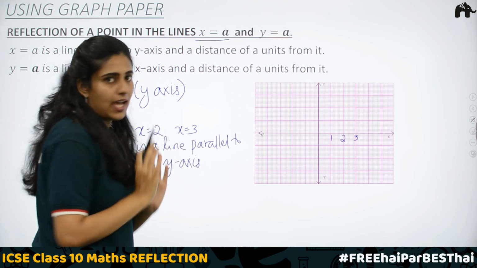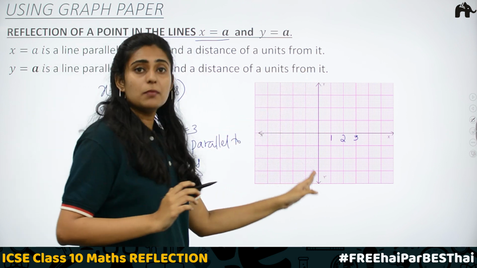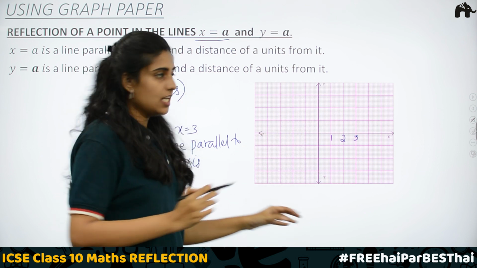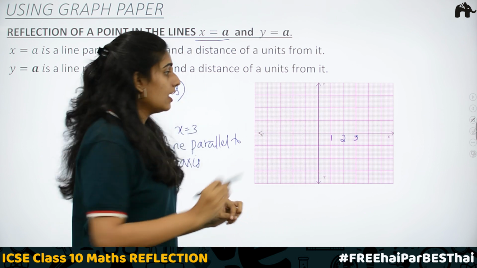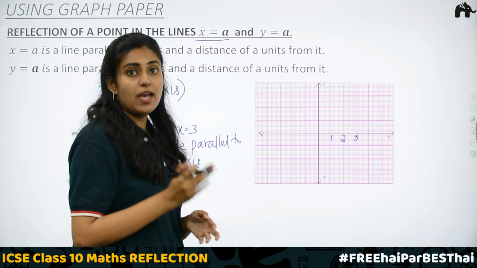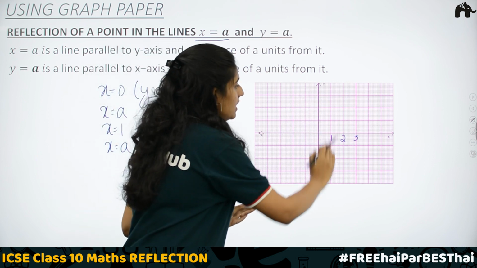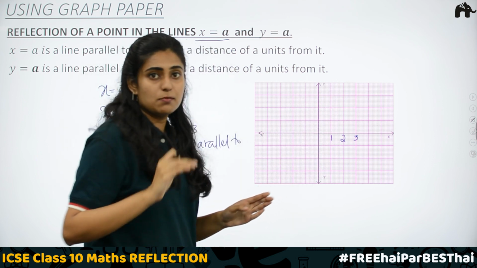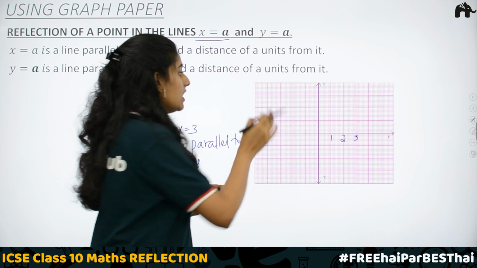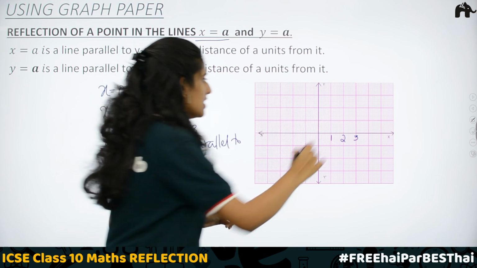Now we know that when you take the y-axis as the mirror line or the mediator and consider points, we'll have reflection such that the y-coordinate remains the same and the x-coordinate changes. Similarly, when you take any line that is parallel to the y-axis as a mirror line or the mediator, the x-coordinate will change but the y-coordinate will remain the same. Let us take an example.